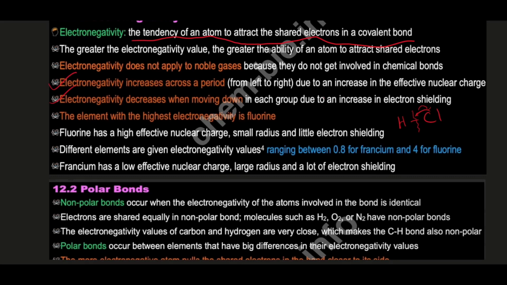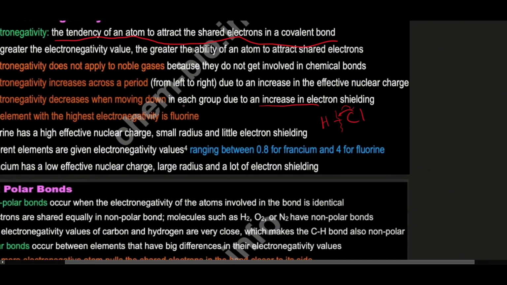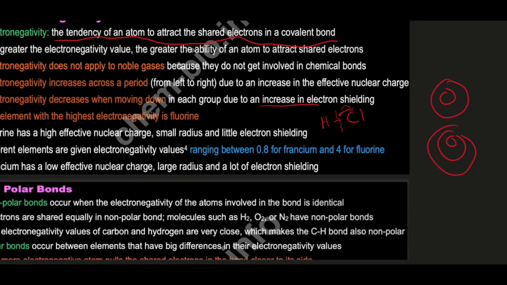Now you should also remember some of the trends: electronegativity decreases when you move down each group due to an increase in electron shielding. What this means is that when you move down the group, the number of inner shells increases, so the number of inner electrons also increases. This results in increased repulsion faced by the outermost electrons from the inner electrons. Hence, electron shielding is there. So due to this, electronegativity decreases.